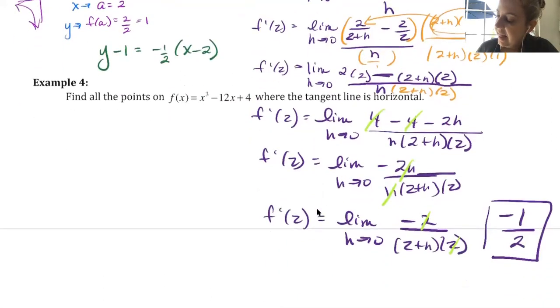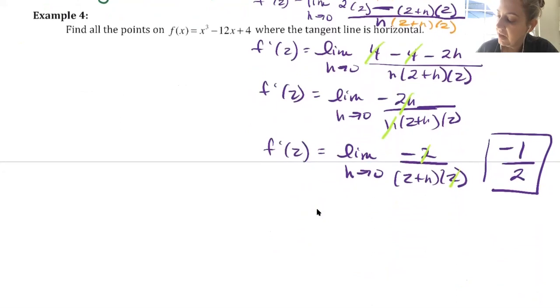All right. Last idea here. I'm going to just kind of scroll down here on the bottom.